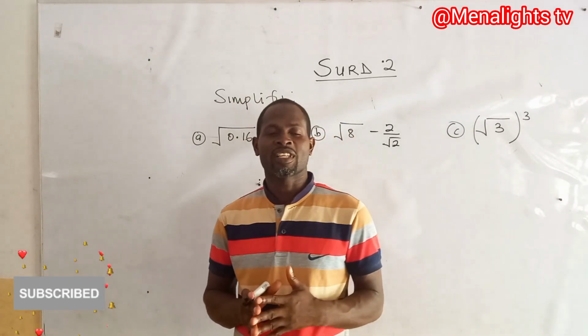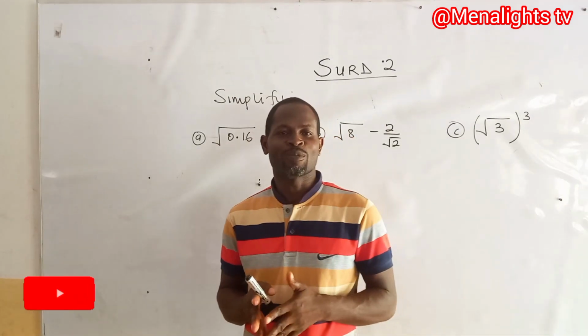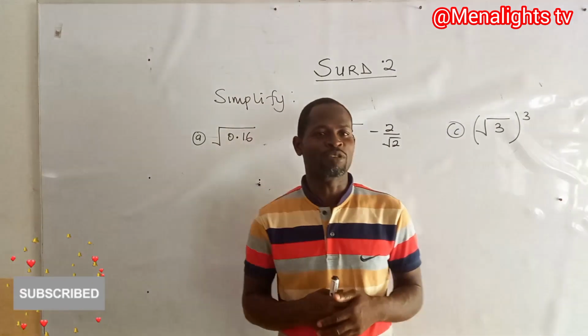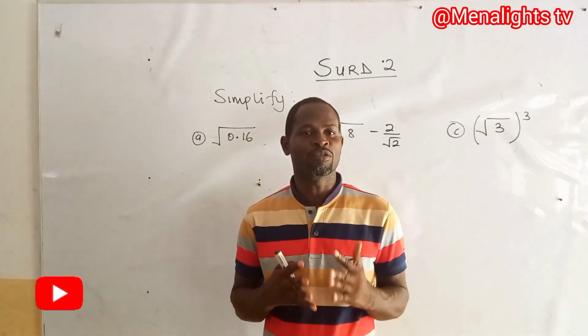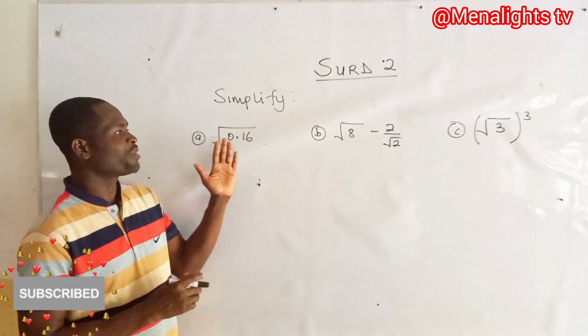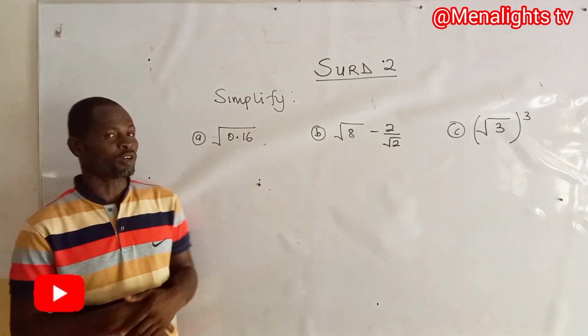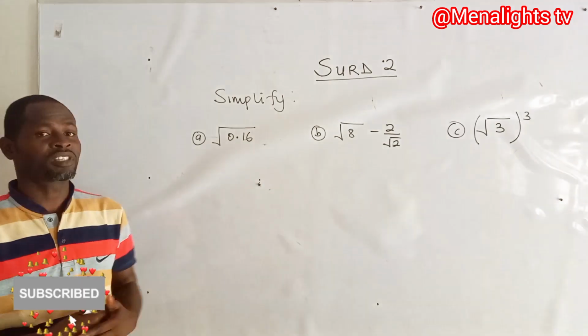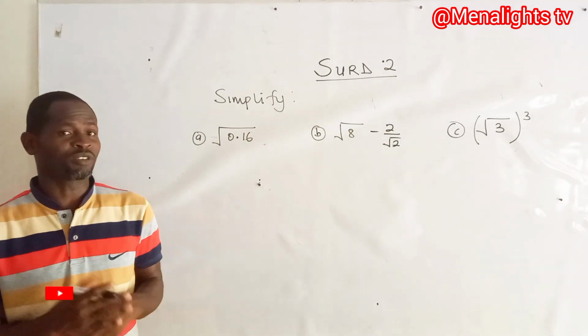In our previous lesson, we looked at surds that was taught by Rejoice, and I want to elaborate on it more. We have some questions based on that and we want to solve it. So here we have to simplify some examples of surds as you can see on the board. The first one is the root of 0.16. And you are being asked to simplify this. How best can you go about it?